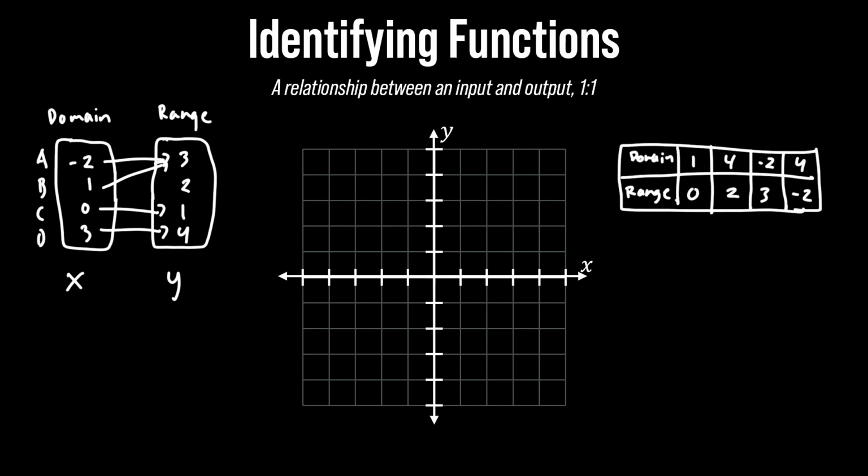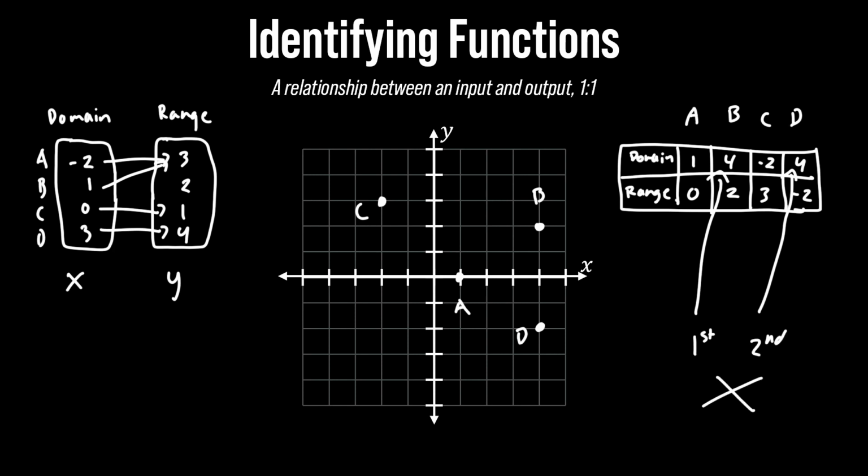Now over here, I created a table instead where we have values in the domain and values in the range again. Now, is this a function? Again, a function is something that has a one-to-one ratio, as in, every value in the domain has one specific value in the range. Now, the reason this is not a function is because the value of 4 in the domain has two values in the range, 2 and -2. And a value in the domain can only have one value in the range.